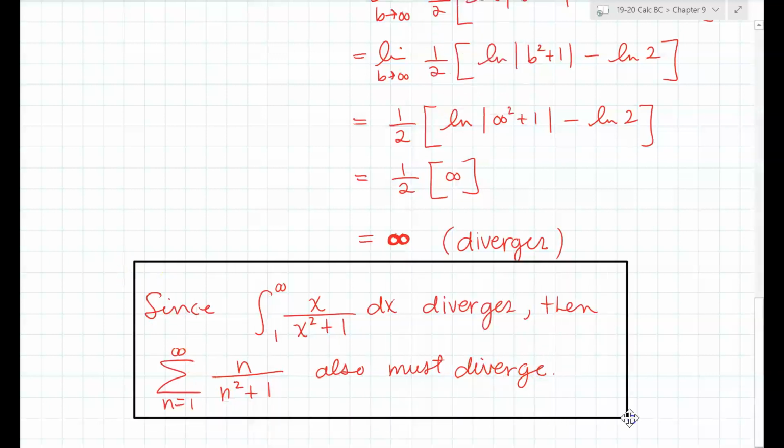Remember, the integral test basically states that whatever happens to one must happen to the other. So if the integral diverges, the series diverges. If the integral converges, the series converges.